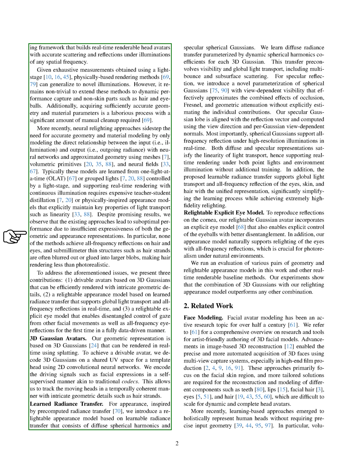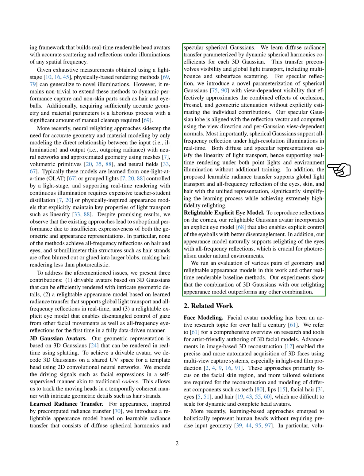Our geometric representation is based on 3D Gaussians that can be rendered in real time. We use 2D convolutional neural networks to decode 3D Gaussians on a shared UV space for a template head, allowing us to track moving heads with intricate geometric details like hair strands. For appearance, we've developed a relightable appearance model based on learnable radiance transfer. This model preconvolves visibility and global light transport, including multi-bounce and subsurface scattering.